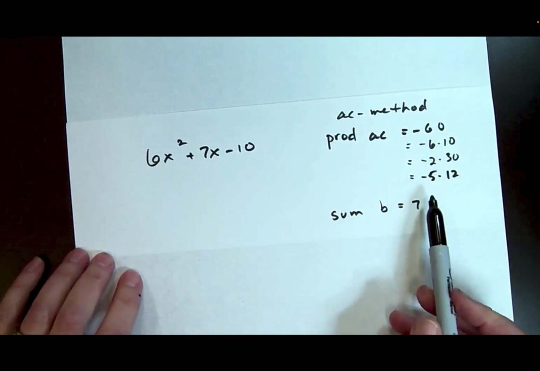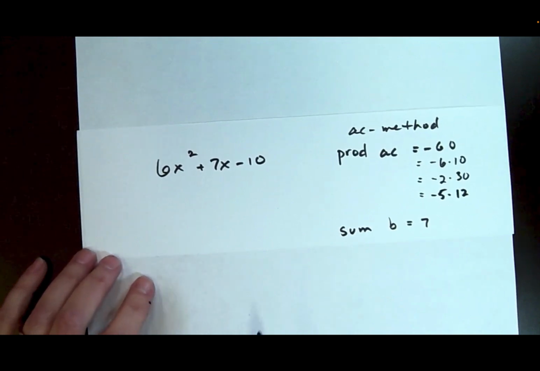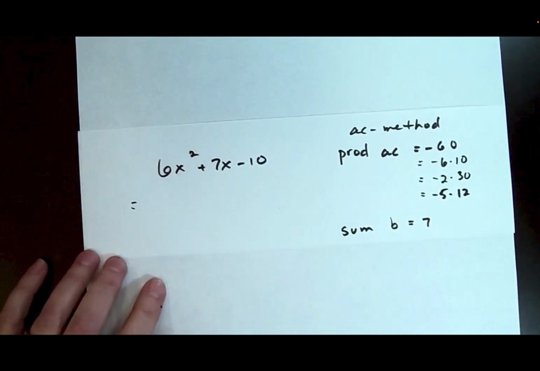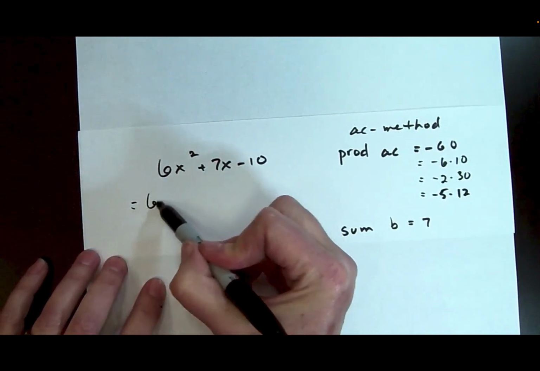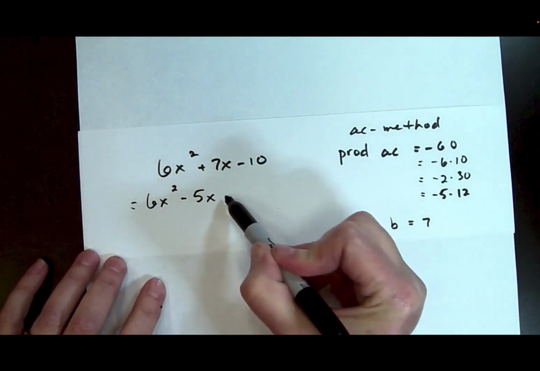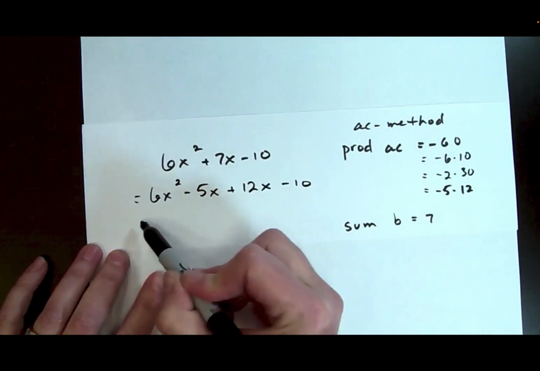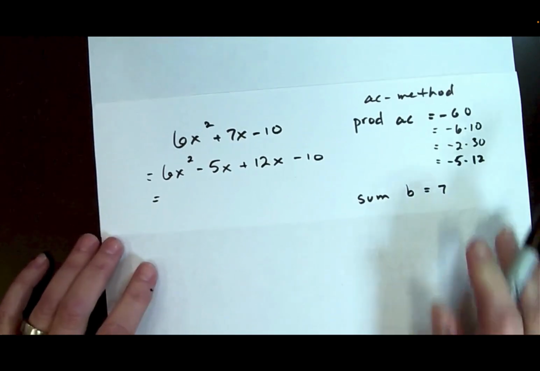Now, what you do with those two numbers, unfortunately, they don't just get thrown into parentheses, and that's why I went off to scratch paper to do this. What you do with those two numbers is you use them to split up the middle term. So I'm going to rewrite 7x as negative 5x plus 12x. And then you use the grouping on that.